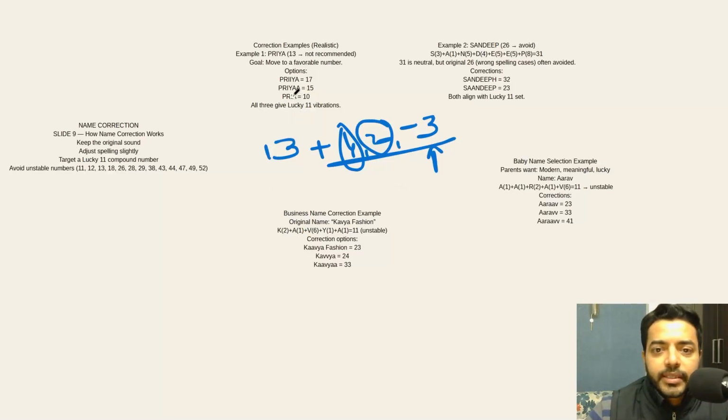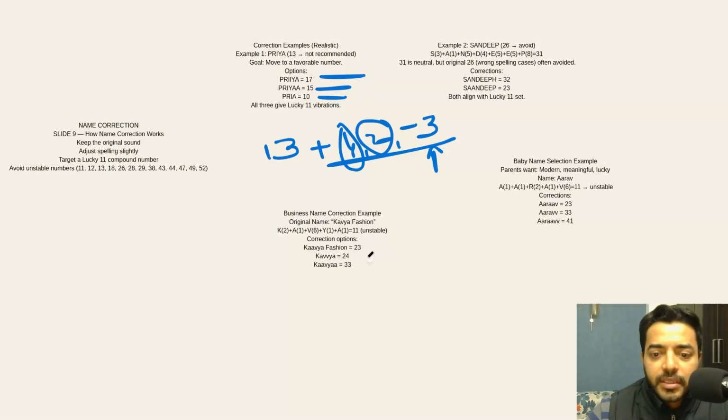Right? So in this case, you are removing Y to make it 10. You are adding another A to make it 15, and you are adding I to make it 17. So all three are lucky. So you have Priya with 2 I's or Priya with 2 A's, or you remove Y to make it lucky. Right? Similarly, let's look at Kavya Fashion.